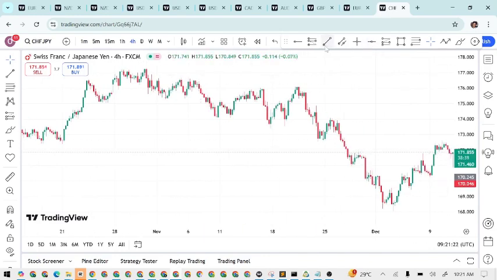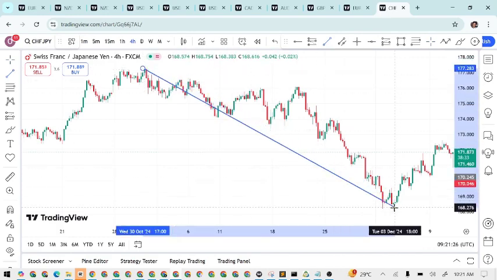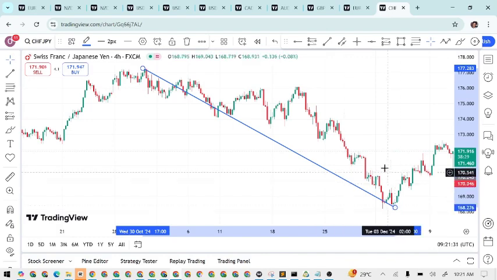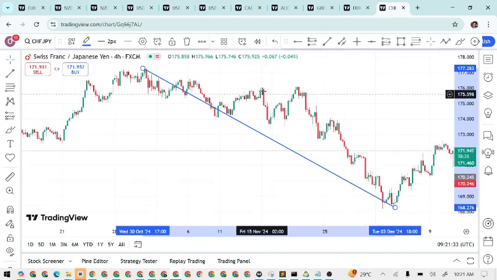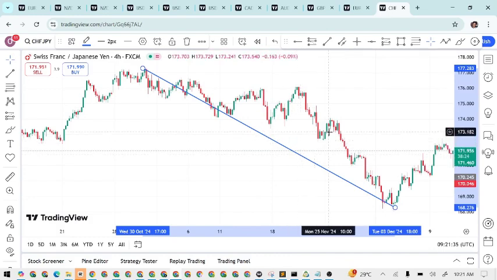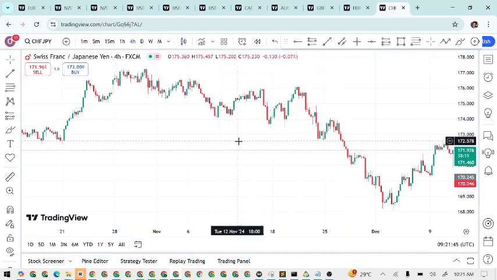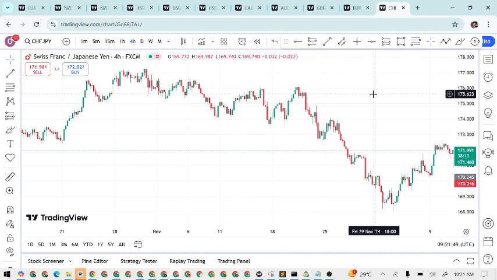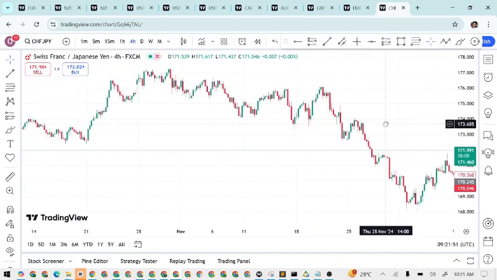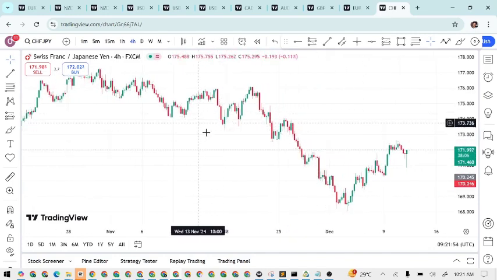So now we have a trend here. This is a nice trend. What I usually do is look for an area where the market might potentially reverse from this trend. So I'm going to be looking at the engulfing candles, and I have some certain rules that I keep in mind while looking for this engulfing candle.